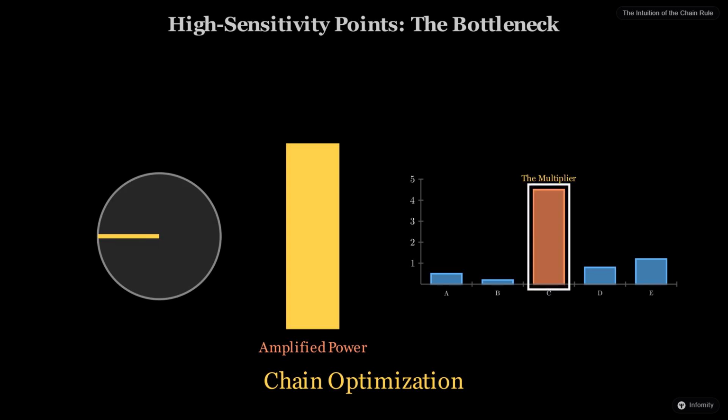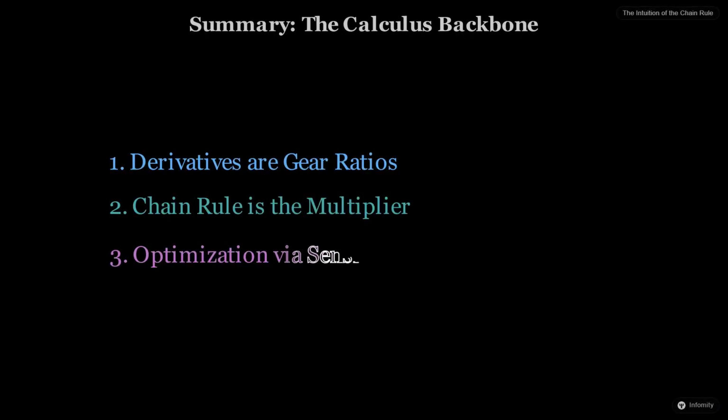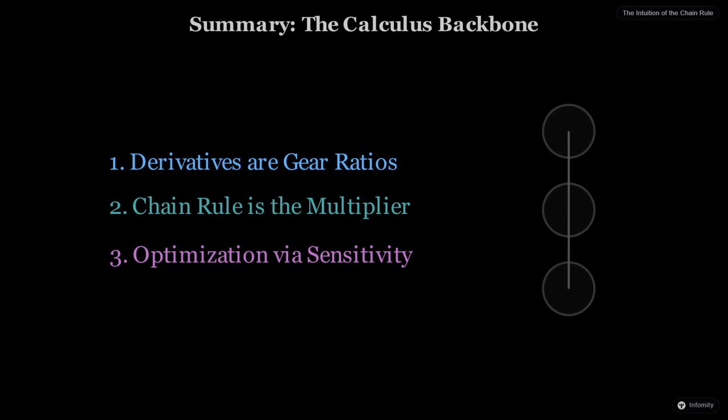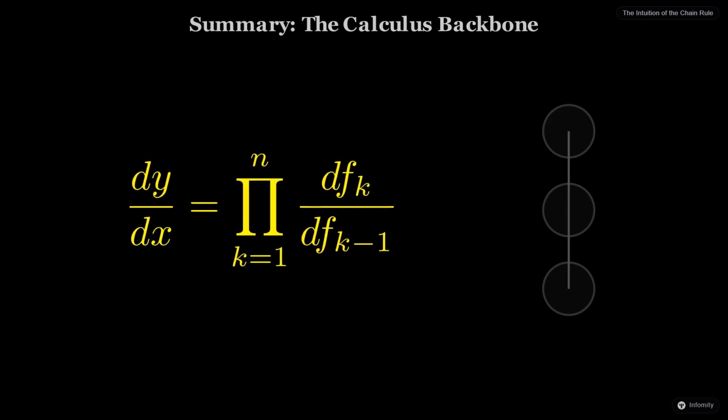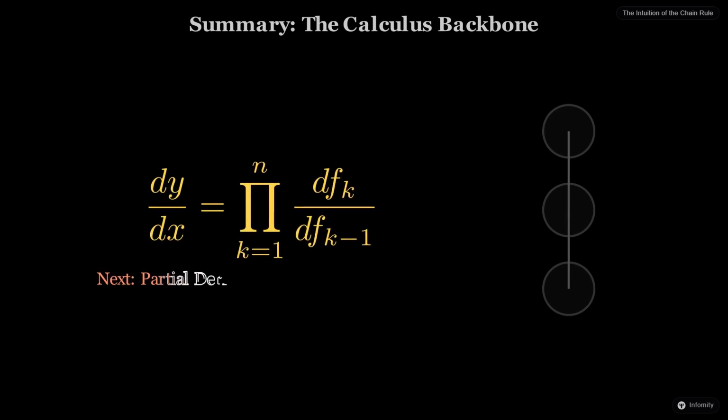So, we have seen that the chain rule is essentially a story of multiplication. We find the sensitivity of each individual step and multiply them together to find the sensitivity of the whole. Whether it is a train of gears, a series of magnifying lenses, or fluid flowing through varying pipes, the logic remains the same. The total change is the product of every local change. This simple multiplicative relationship allows us to navigate through even the most complex nested functions with ease.